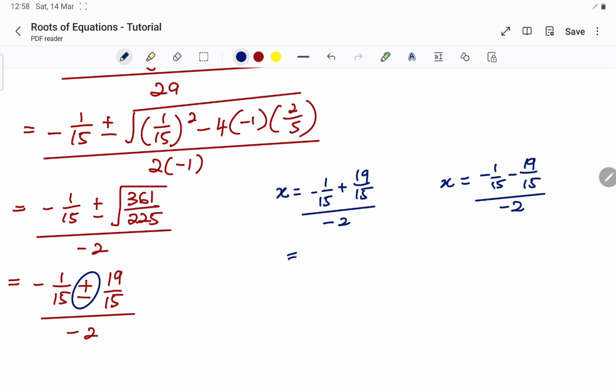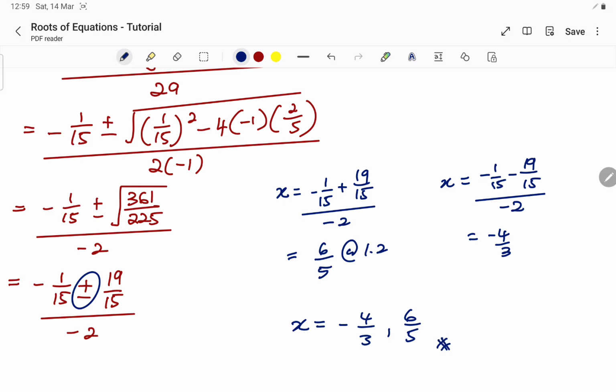Now what you can do is just calculate. For the first one, you will get 6 over 5, or you can also write 1.2. For the other one, negative 1 over 15 minus 19 over 15, you're going to get negative 4 over 3, or negative 1.33333. Usually we just use fractions, but if you don't want to, it's up to you. So the final answer for x is negative 4 over 3 and 6 over 5.